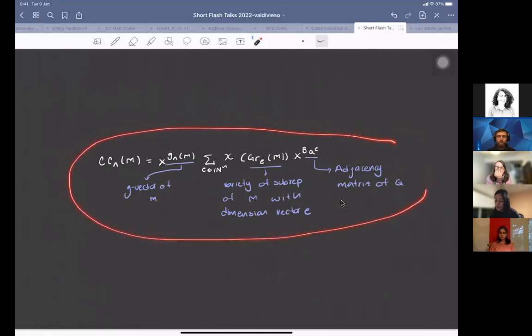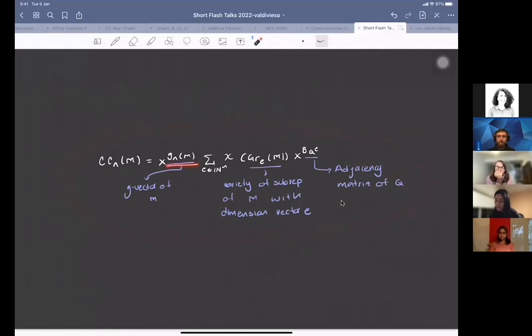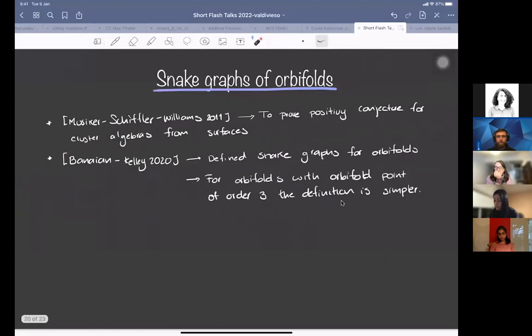this expression. In this expression, we need to consider the g-vector of the module, which is given by the injective presentation. We need to consider the variety of subrepresentations of M with dimension vector e. And we need to consider as well the adjacency matrix of the quiver. Okay, and what we want to do is to relate that expression with a snake graph of orbifolds.